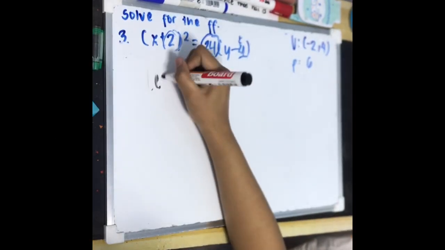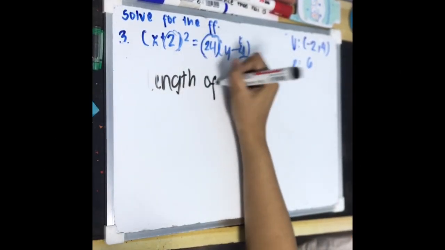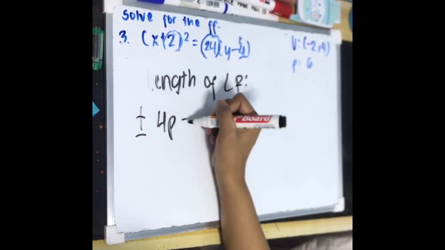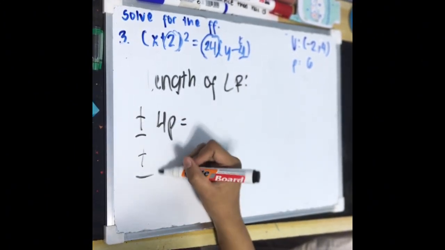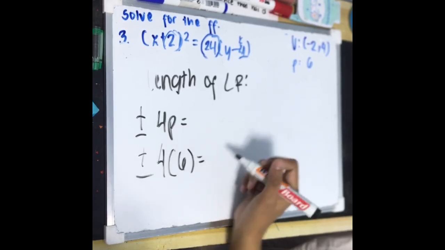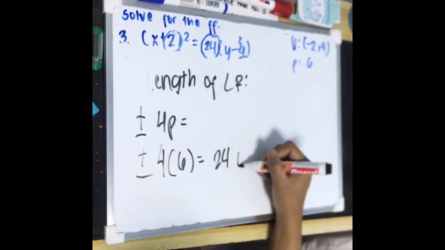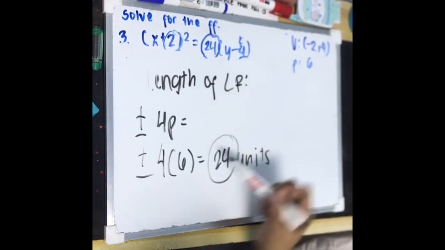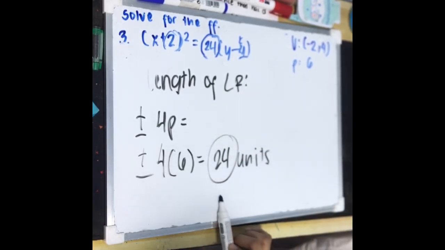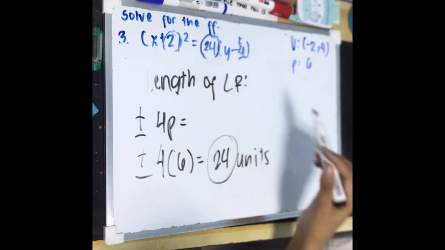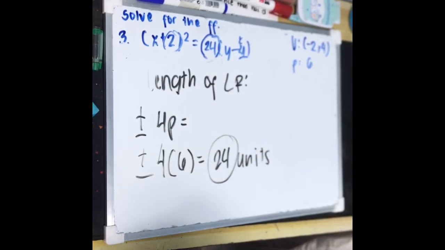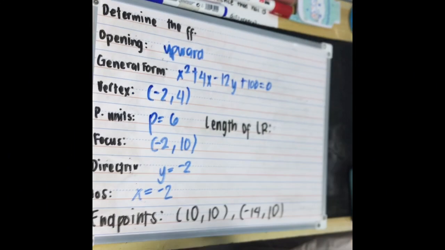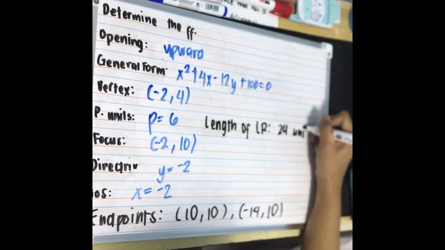Now, to solve for the length of the latus rectum, we're going to use this as usual. Our p is 6 and it will be 24 units, because 4 times 6 is 24. If you notice, the length of the latus rectum is the same as 4p. Very good if you noticed that, because I also don't know why they are always the same. So, this will be 24 units.